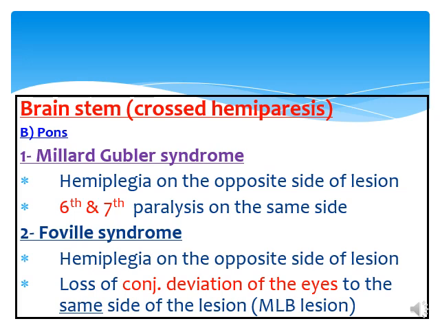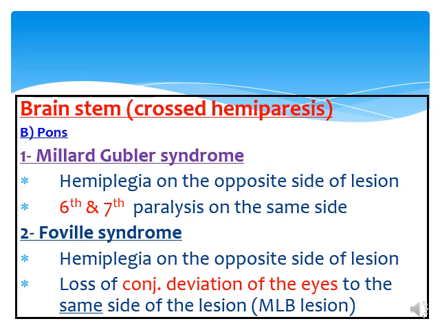In the pons we will find two syndromes, Millard-Gubler and Foville syndrome. In Millard-Gubler syndrome, the same: hemiplegia on the contralateral side, and sixth and seventh nerve paralysis on the same side, which is, as you know, because the seventh cranial nerve hooks around the sixth cranial nerve in the pons. In the pons, there are the fifth, sixth, and seventh cranial nerves.